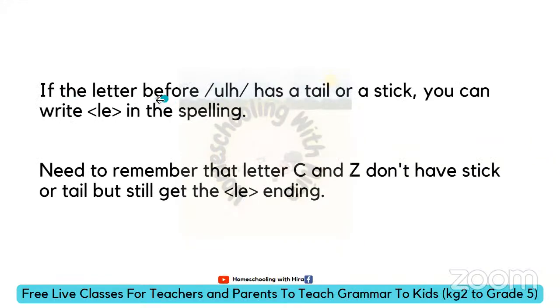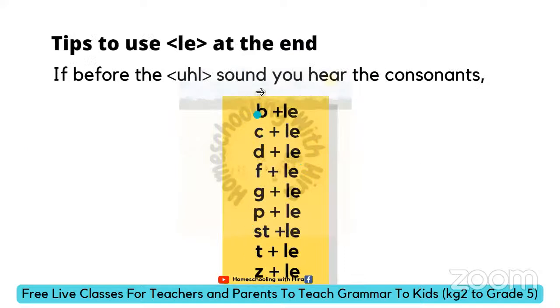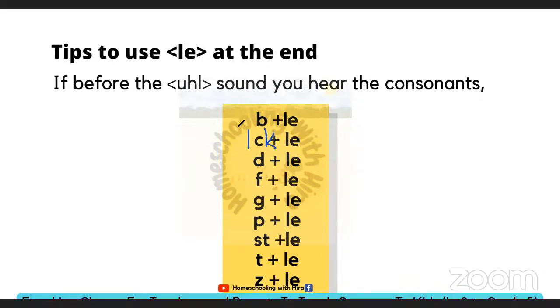If the letter before ul sound has a tail or a stick, you can write LE in the spelling. Acha, move back. If you see these letters, they have either a stick or a tail. This is just a tip for kids. Except letter C, they have a tail. Either you can even write K, CK. Okay? So if these letters have a tail or a stick, you will write LE after them.